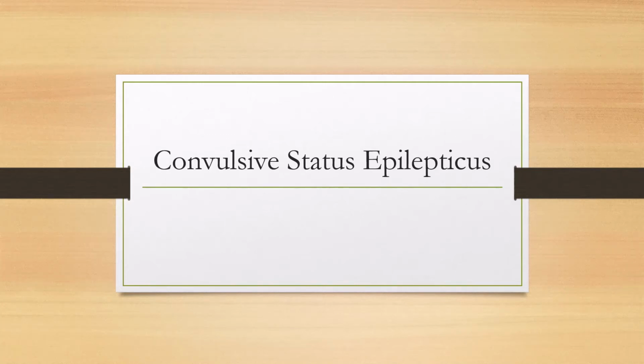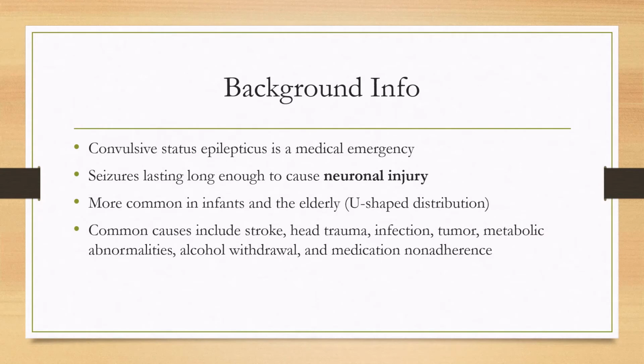Let's talk about convulsive status epilepticus. Convulsive status epilepticus is a medical emergency, and it's defined as seizures lasting long enough to cause neuronal injury. It happens more frequently in infants and the elderly, and it follows a U-shaped distribution.